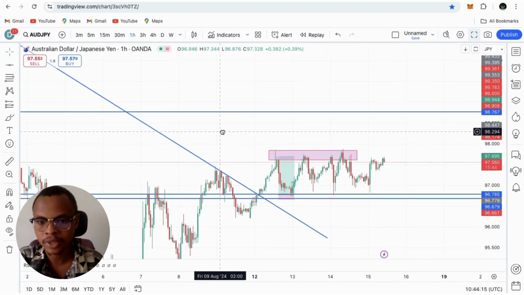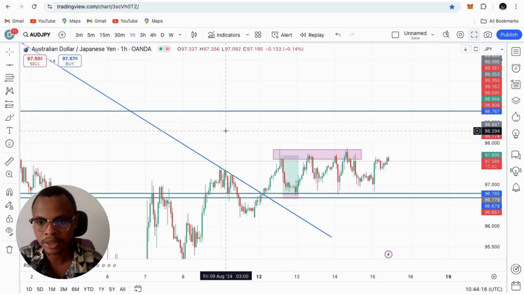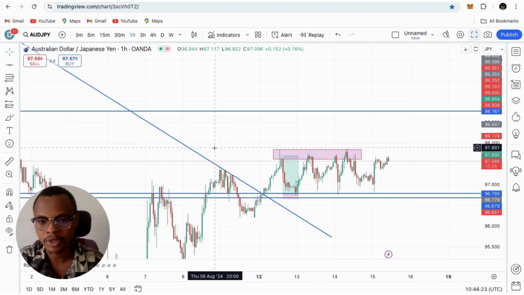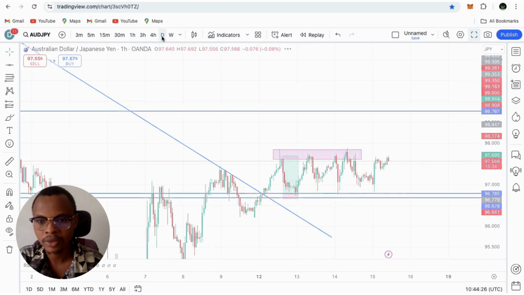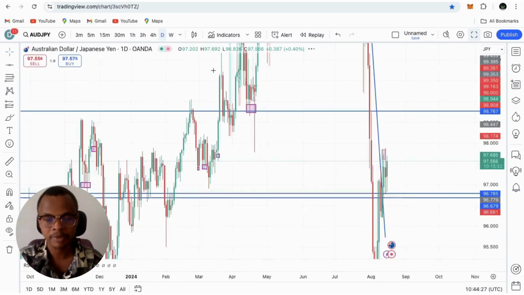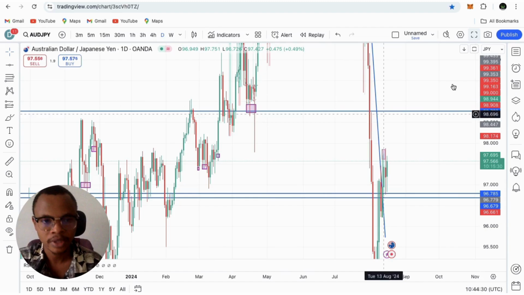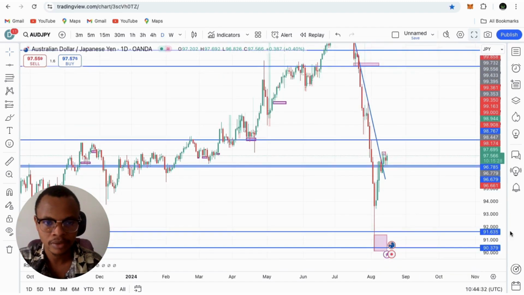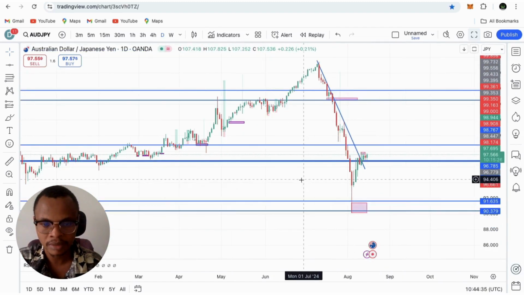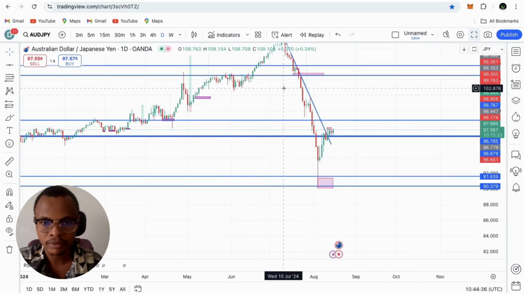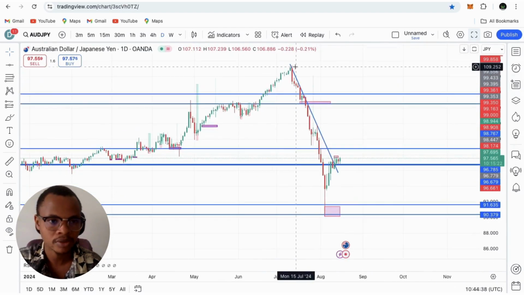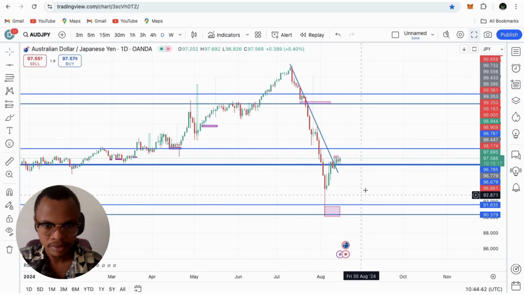So far this week, we took one trade on AUD JPY, Australian dollar JPY. Okay, and as you guys know, the Japanese yen has been on downward trends for the past 2 weeks, and it trended all the way from this point, which was almost 110, down to 91.